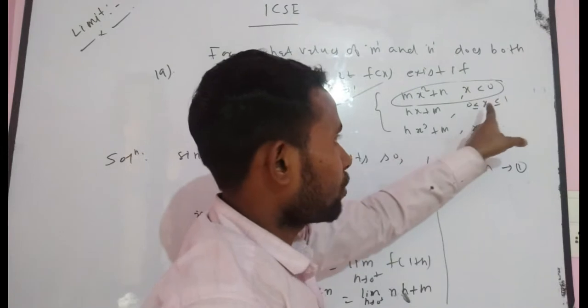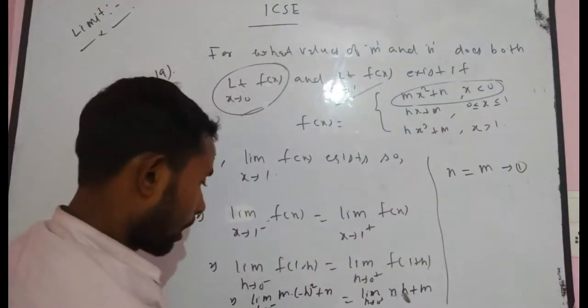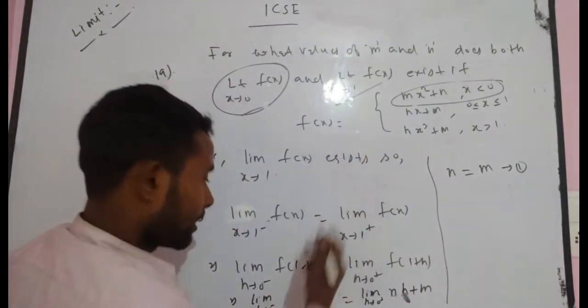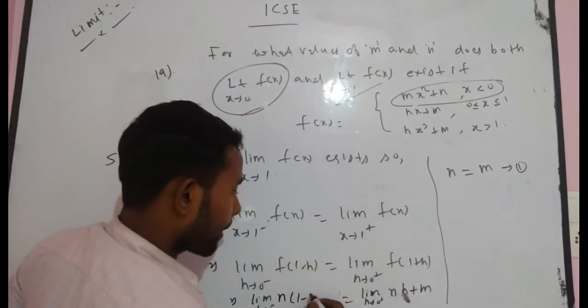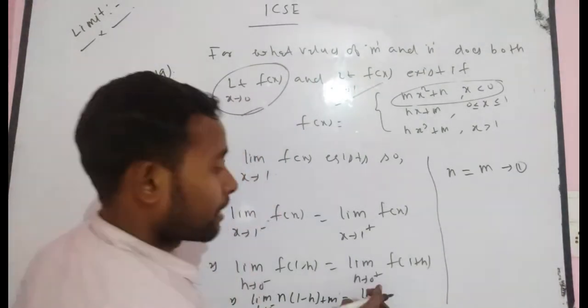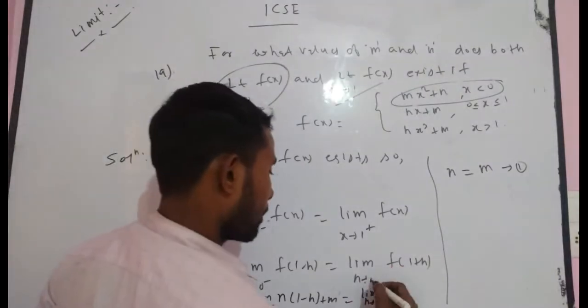Right? x is slightly less than 1. That means you have to choose an expression. Now you have to replace x in this function by 1 minus x. Then it will be n into 1 minus x plus n. And it will be the right hand side. It is slightly greater than 1.